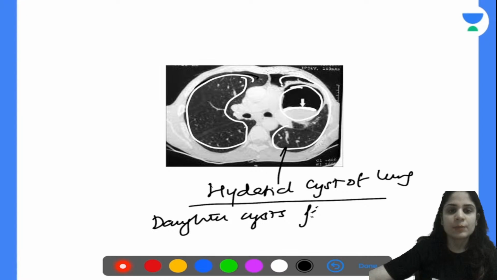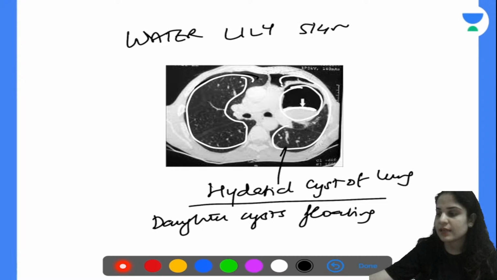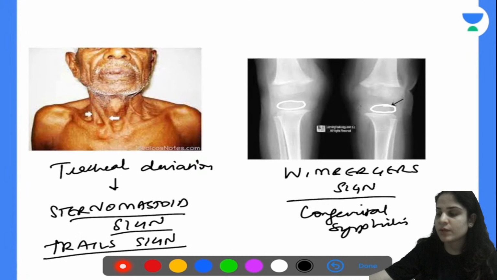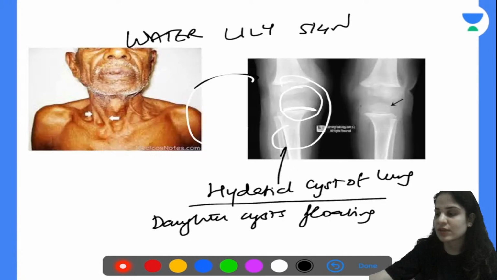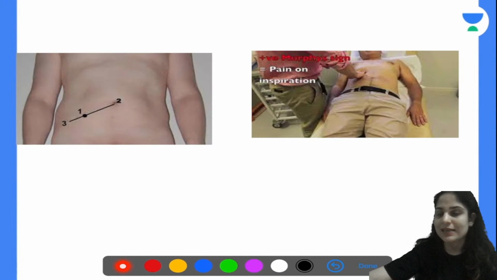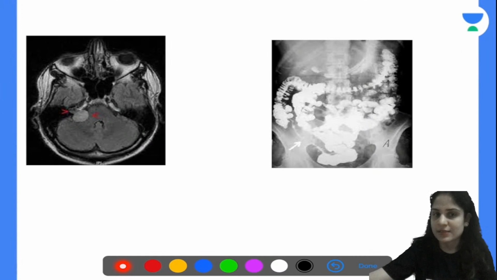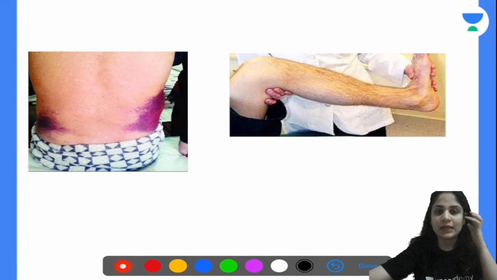So these are all the important signs in surgery that you guys should be aware of. Your water lily sign, Wimberger sign, Trail sign, then you have Pemberton sign, puddle sign, Mercedes-Benz sign, you have Murphy's sign, McBurney's sign, string sign of Kantor. Then in case of acoustic neuroma, you will have anesthesia of the posterior external auditory meatus. So that will be your Hitselberger sign. Then Homan sign seen in DVT, your Grey-Turner sign, Fox sign seen due to your inguinal ligament ecchymosis.